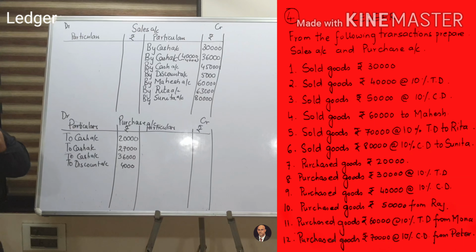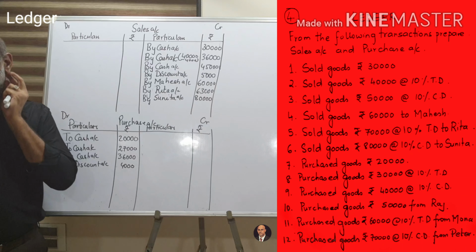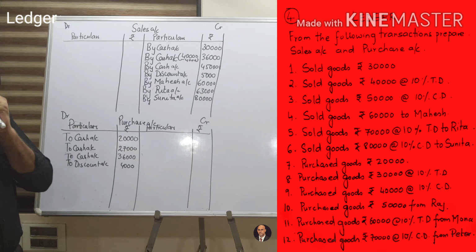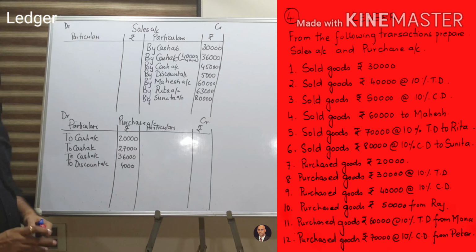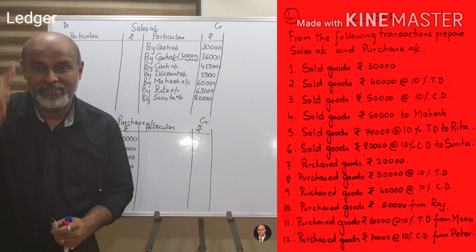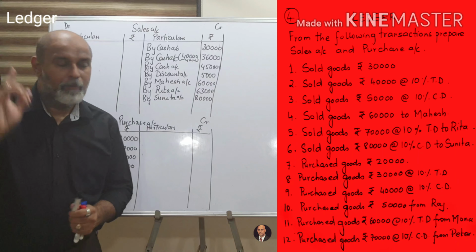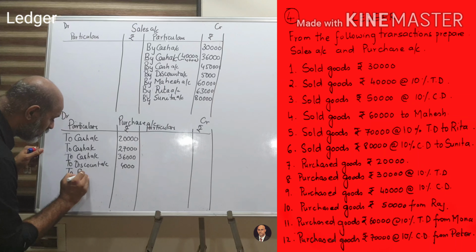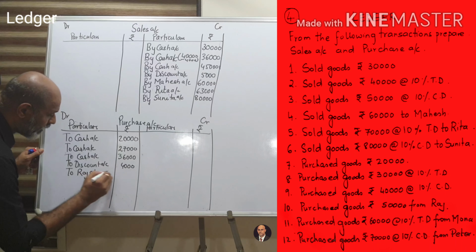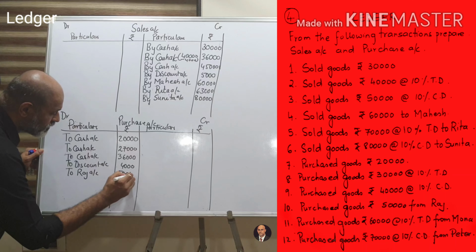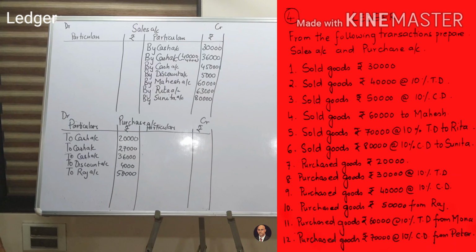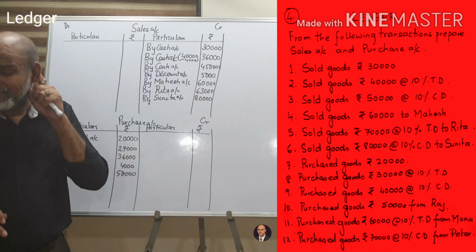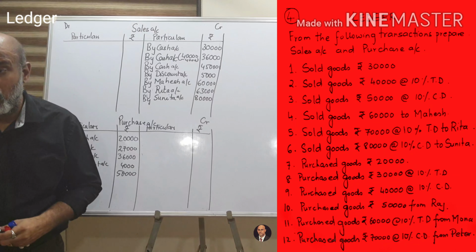Fine. After which I go to the next entry, purchase goods rupees 50,000 from Raj. It is a credit transaction. Purchases is an expense, it's a nominal account, debited. Purchase account debit to Raj, 50,000.